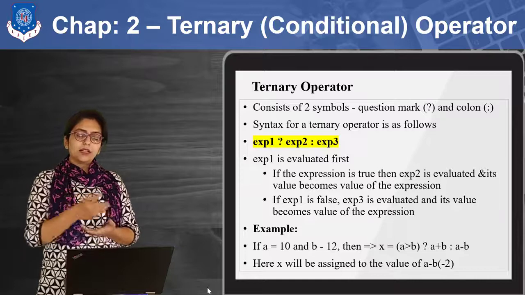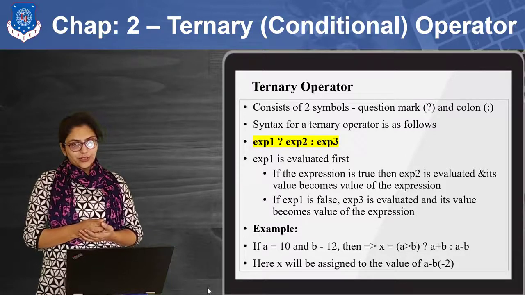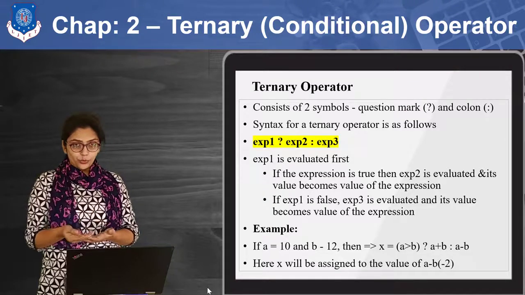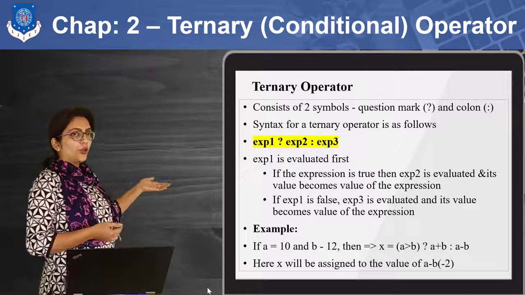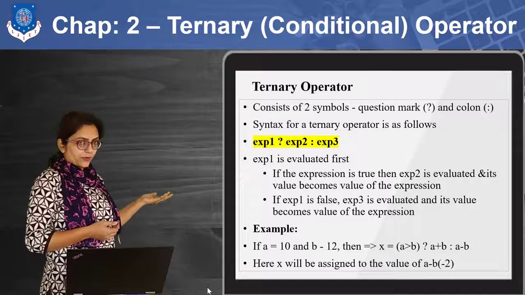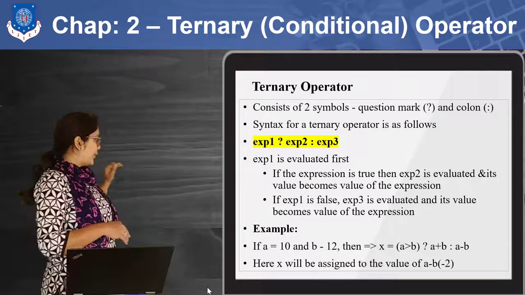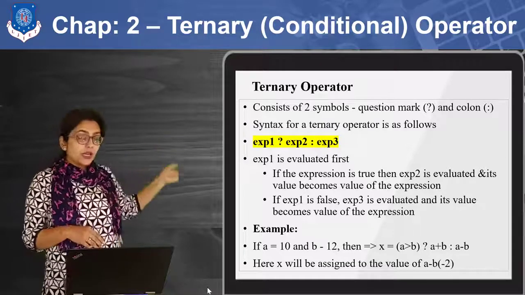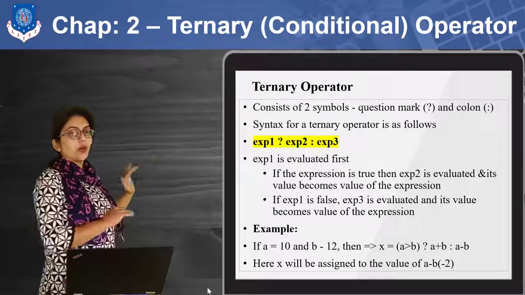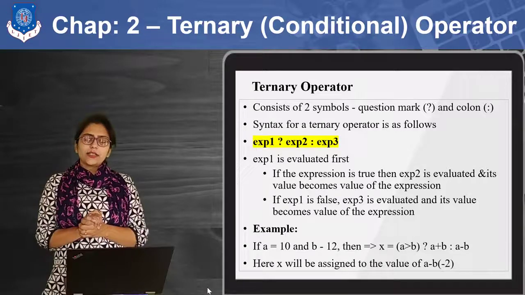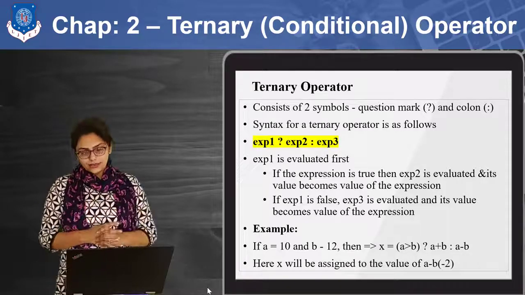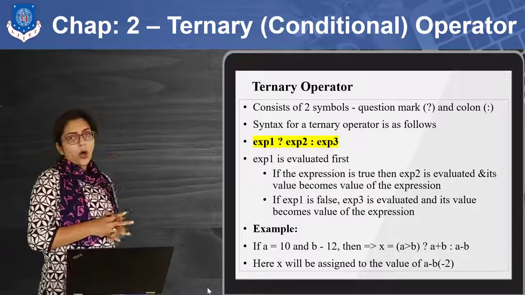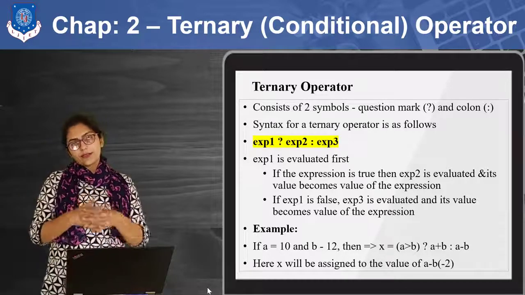Then that condition or expression is evaluated. If the value returned is 1, that means true, then expression 2 will be executed. But if the value returned is false, then expression 3 is executed, and expression 2 will not be executed. So this is similar to the conditional statement. You will see that we can use this operator in place of if-else.